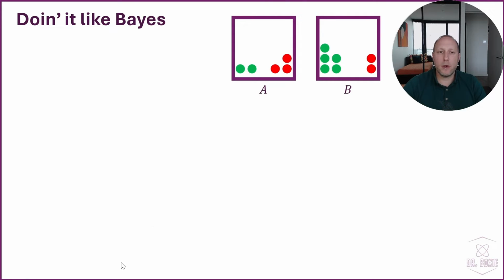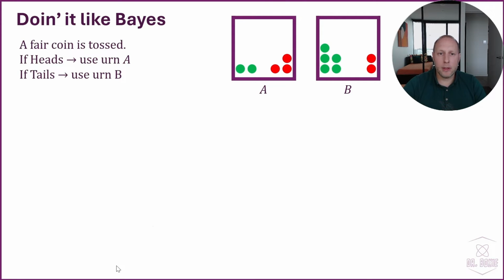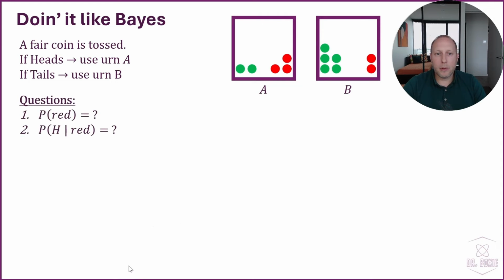Now the experiment is the following. We start by throwing a coin, which gives us either heads or tails. If it gives us heads, we use urn A and we pick one ball out of urn A. If on the other hand the coin toss gives us tails, then we use urn B and we pick a ball out of urn B. Now the questions that we want to answer: question 1, what is the probability of picking a red ball? And question 2, what is the probability of having thrown heads given that we know that the ball we picked was red?